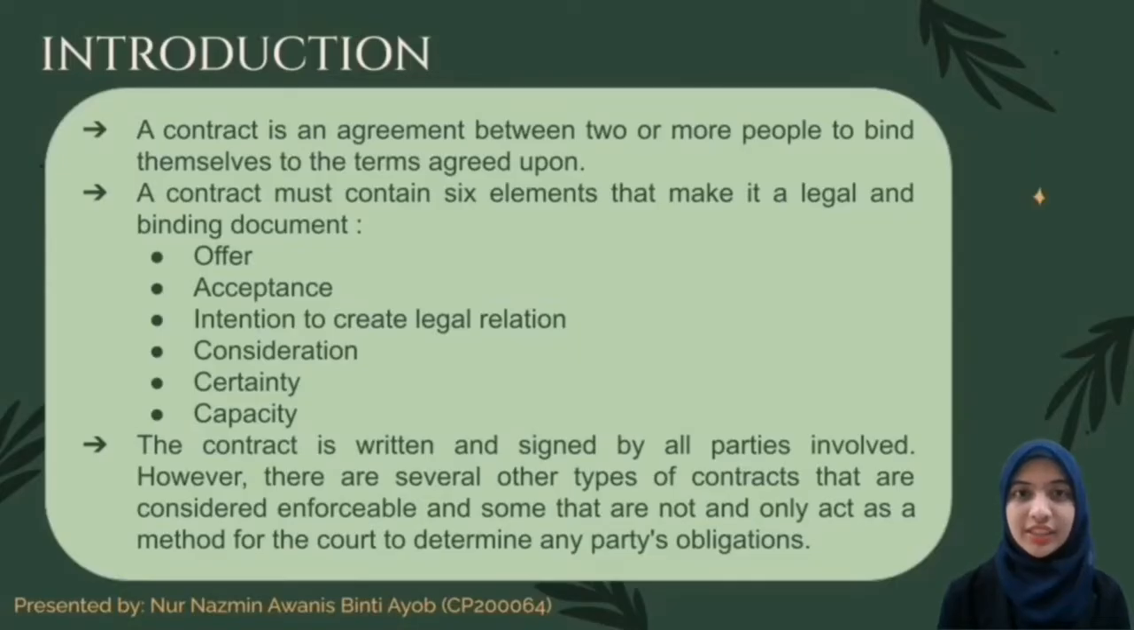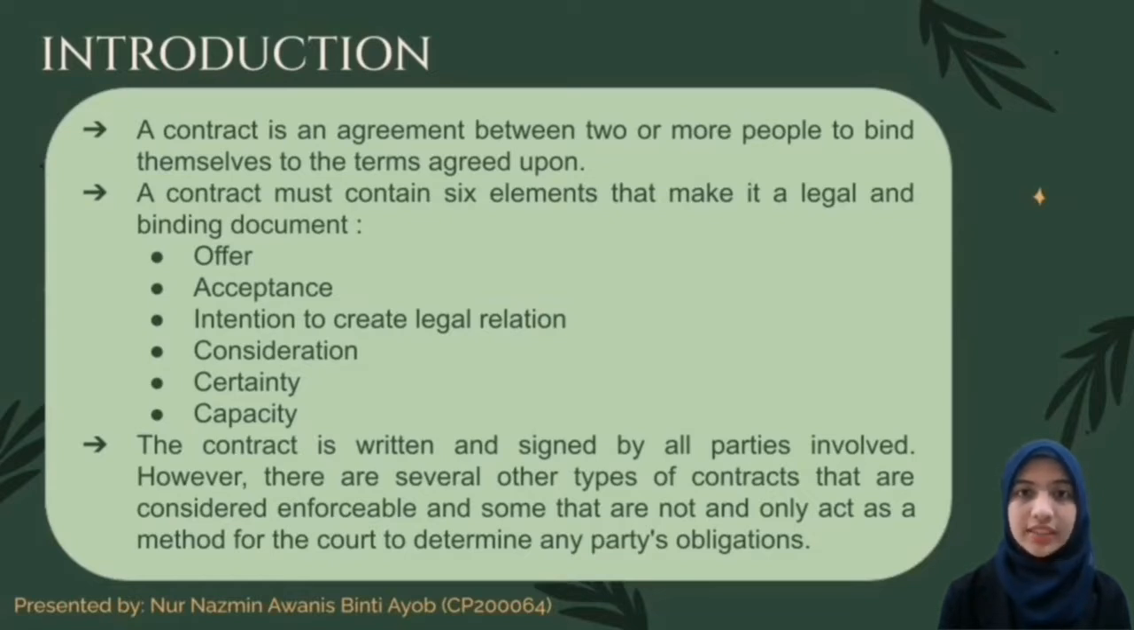For introduction, a contract is an agreement between two or more people to bind themselves to the terms agreed upon. At a certain age, there may be a disagreement on certain issues resulting in a breach of contract. The aggrieved party may file a lawsuit in court to force the other party to perform the contract or pay damages. A contract must contain 6 elements that make it a legal and binding document.